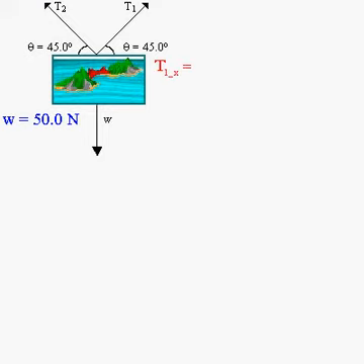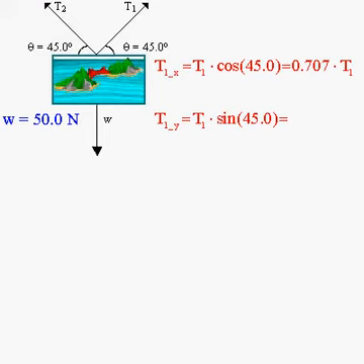The horizontal component of T1 is simply the magnitude, T1, times the cosine of the angle, 45 degrees. That works out to 0.707 times T1. The y component is the magnitude, T1, times the sine of the angle, 45 degrees. That also works out to 0.707 T1.